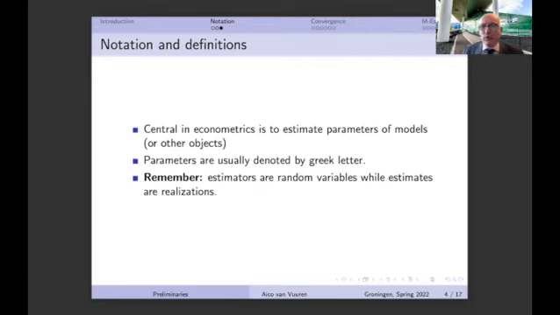However, at the moment that we do have a data set, then we will have outcomes, we will have realizations of this estimator that we have over here. And these realizations we typically call estimates. So estimates are nothing else than the realizations of these estimators, these random variables that we have over here.